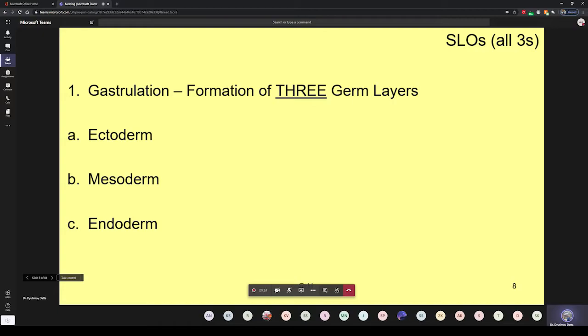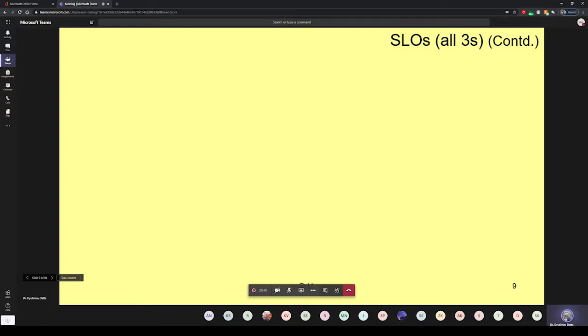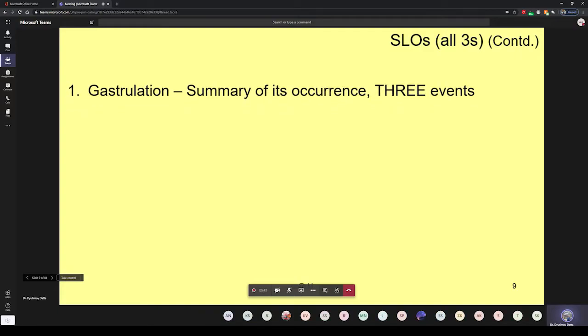But the question that will come to all of us is, when we talk about gastrulation, what exactly is this? Okay, so to understand this, again three events. To understand what gastrulation is, the most important word here is primitive streak. That is the appearance of something known as a primitive streak.